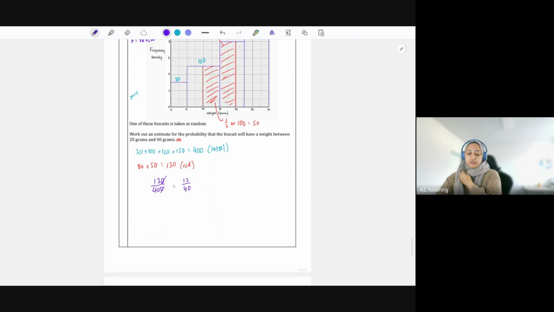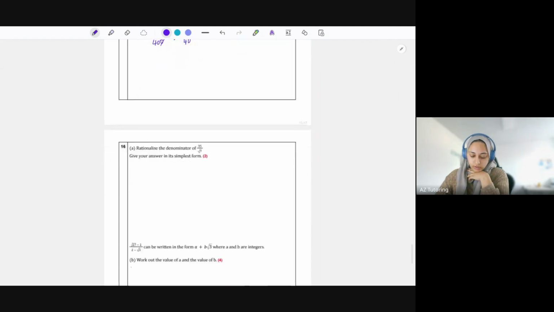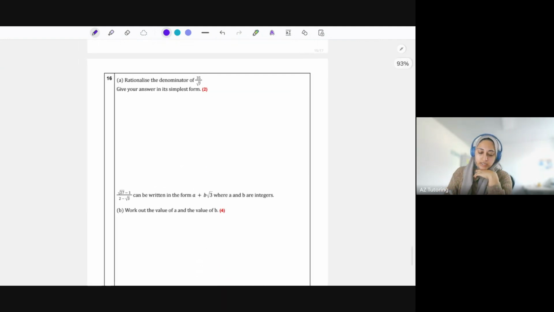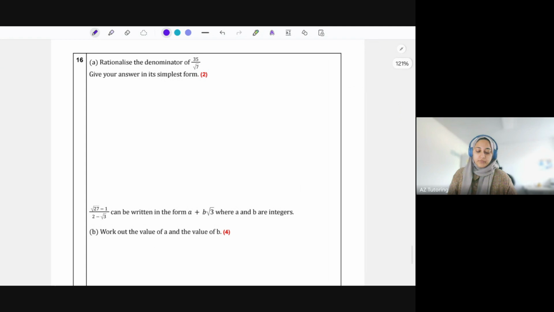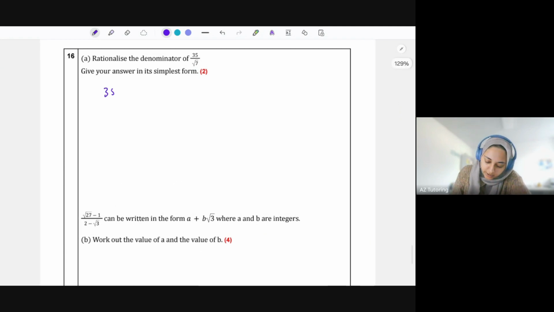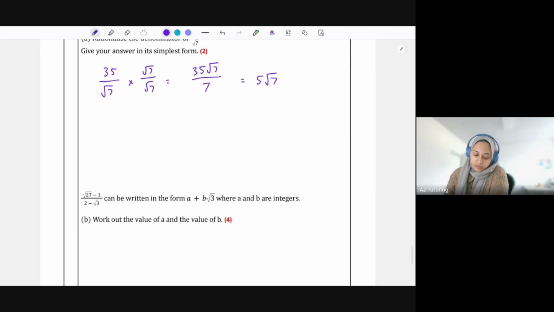Moving on, let's do question 16. Okay, we've got some surds here. It says here, rationalize the denominator, give your answer in its simplest form. So to rationalize the denominator, so 35 over root 7, I'm going to times by root 7 over root 7 to get rid of that surd on the bottom. So on the top, I get 35 root 7 over root 7 times root 7 is just 7. 35 divided by 7 is just 5, so I get 5 root 7. For 2 marks, that's the top one.